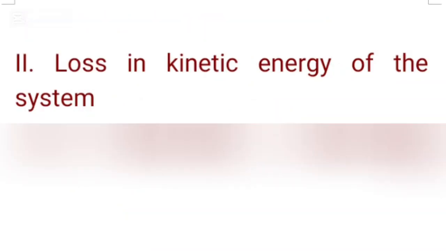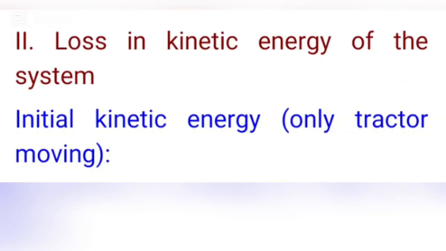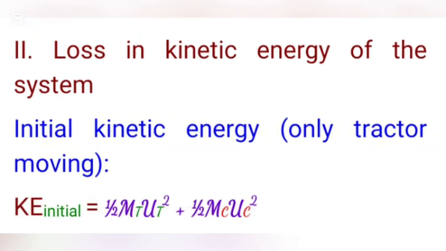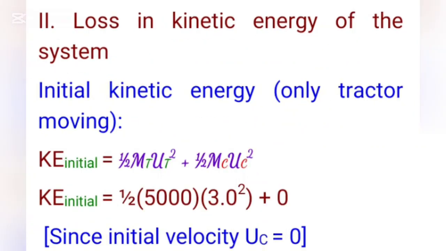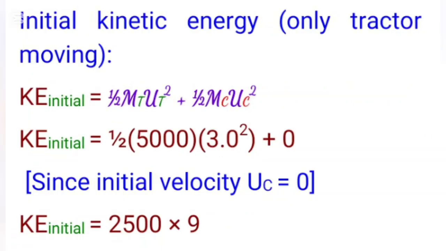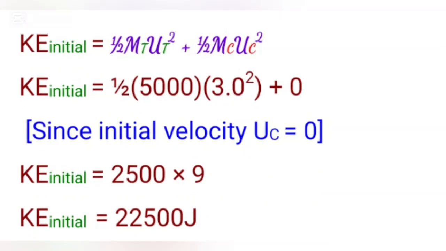Loss in kinetic energy of the system. Initial kinetic energy, only the tractor moving. So initial kinetic energy is half mt ut squared plus half mc uc squared. Substituting, half times 5,000 times 3.0 squared plus 0, since the initial velocity uc of the car is 0. Car is at rest. Initial kinetic energy is equal to 2,500 times 9. Initial kinetic energy is 22,500 joules.